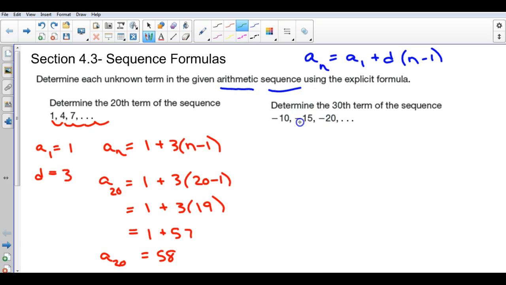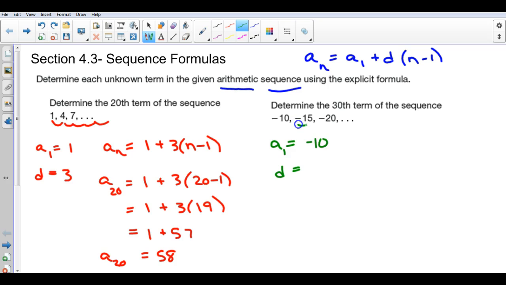Next one then, another arithmetic. Identify your first term and the common difference. So my first term here, this is a bunch of negatives. Notice, first of all, we are getting more and more negative. So that means our common difference is going to be a negative number, plus our first term is already a negative number. So your first term is negative 10.